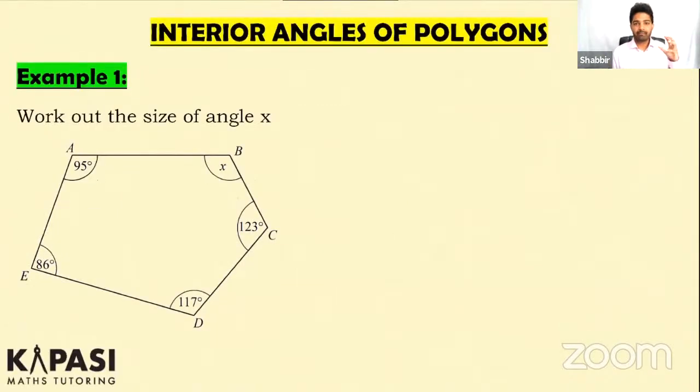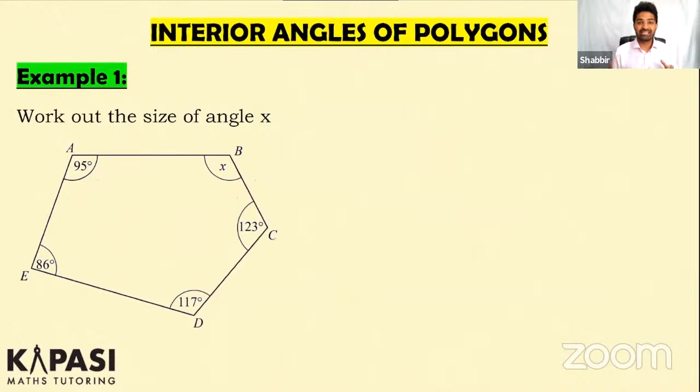Okay, so let's have a look at our first example. As I always say, write the examples down that I go through so you can refer back to them when you have a go at these questions yourselves. And I'll be giving you questions to have a go at throughout this video, especially after this particular example. So how do we work this out? Work out the size of angle X, and it's giving us all the other angles apart from this one missing angle.